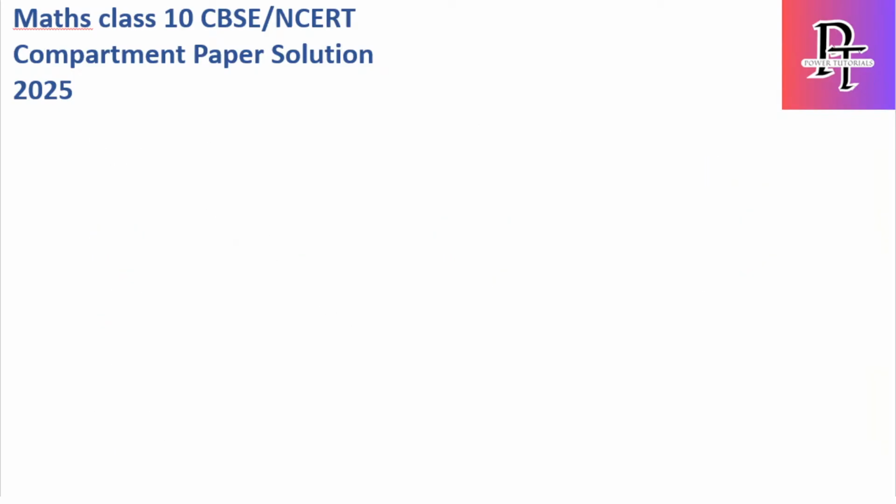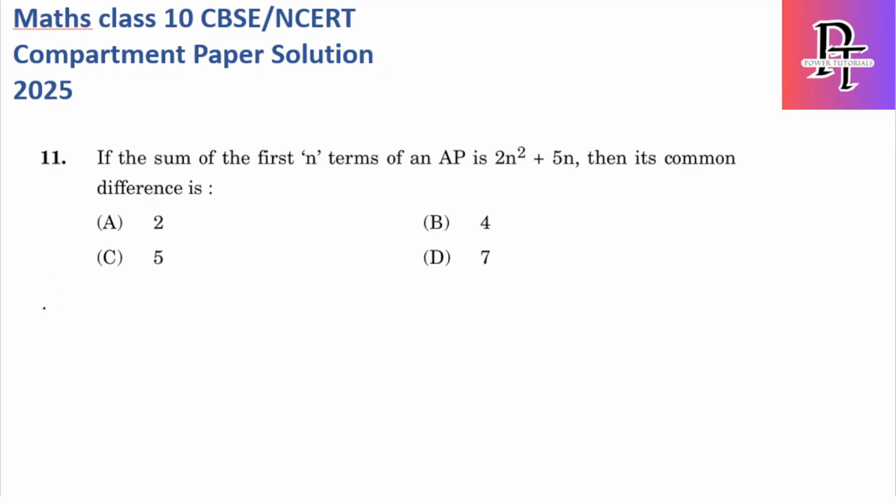Okay, let's move to the 11th question. The 11th question is, if the sum of first n terms of an AP is given, they are asking its common difference. So first of all, if Sn is provided, Sn is equal to 2n square plus 5n, then I can simply say S1, the sum of the first term, is nothing but the first term.